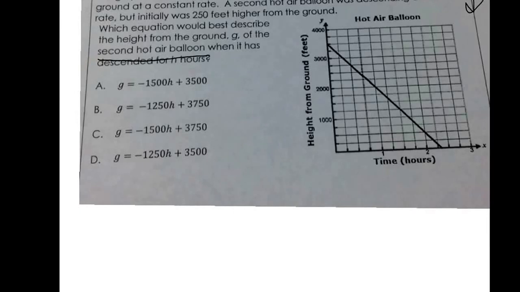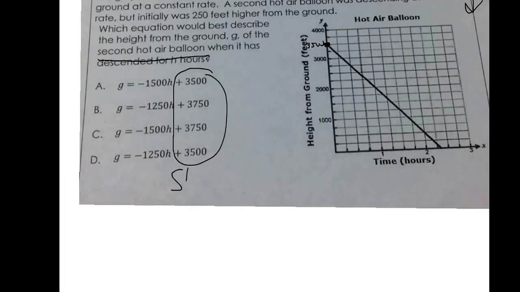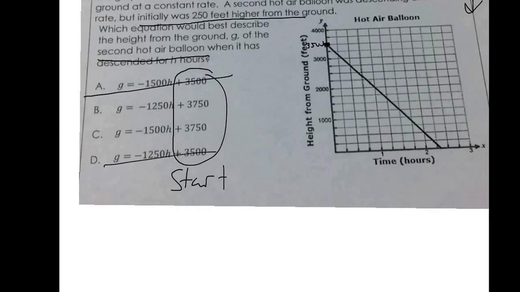Okay, so the first hot air balloon is here, and that's halfway between 3,000 and 4,000, so that's 3,500, and so it's decreasing. So these numbers on the end are the starting amount. So our second hot air balloon was the same rate, but initially it started 250 feet higher. So it did not start at 3,500, but it did go down at the same rate of this.